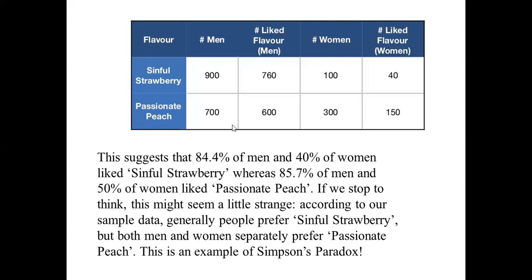Then let us calculate the figures now. 760 divided by 900 means that 84.4% of the men like strawberry, and 40% of the women like sinful strawberry. Whereas in the case of passionate peach, 85.7% of the men like the peach and 50% of the women like the peach. Here I can say that for men, 85.7 is the greater figure. Again, in the case of women, 40 is the figure for strawberry and 50 for peach. So can we make the conclusion that strawberry is the most favorable or liked flavor at this point? Can we make the conclusion?